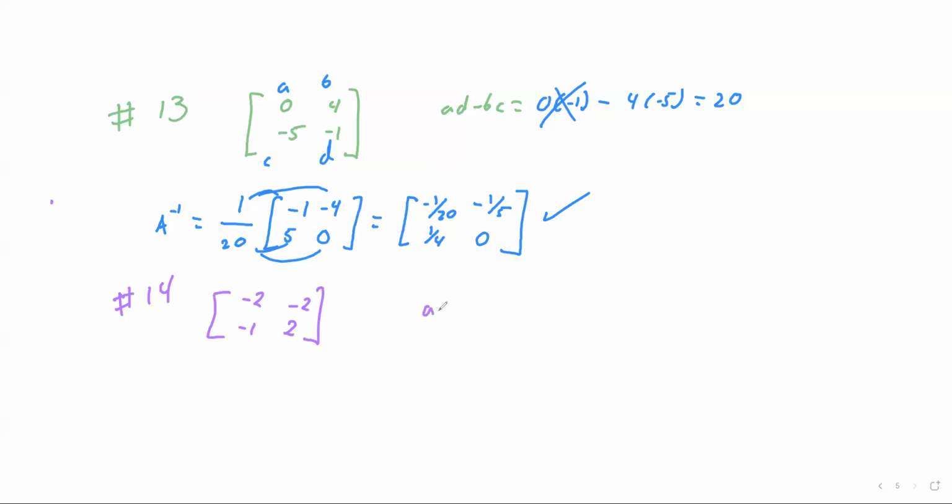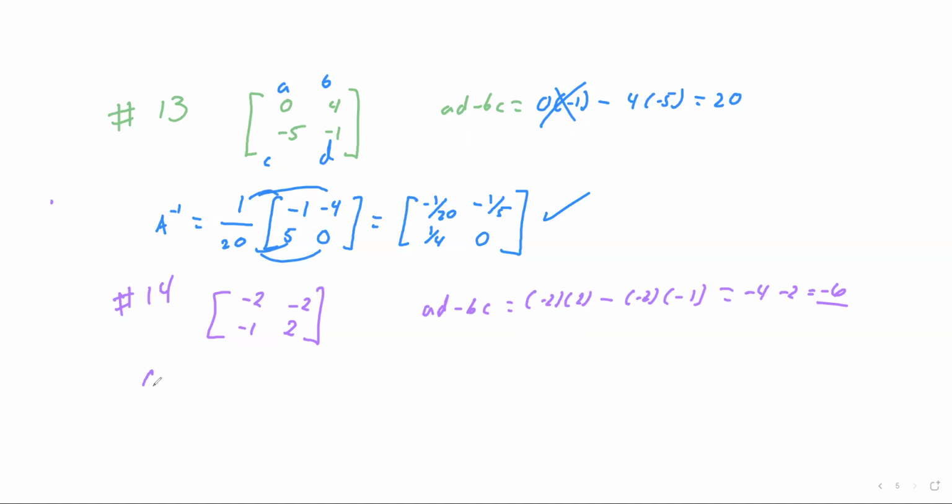So again, the first thing I'm going to do is determine my determinant, which is AD minus BC. So that's going to be -2 times 2 minus -2 times -1. So this right here would give me -4. This would be -2 times -1, which is 2. So that'd be -2, which gives me -6. So then you take that, and I didn't get 0.